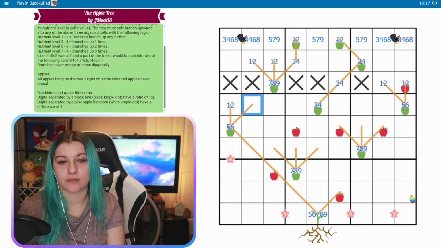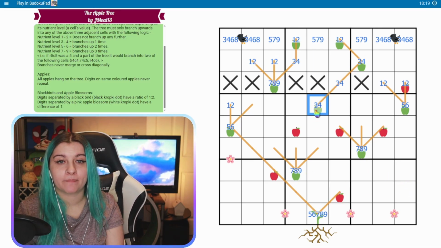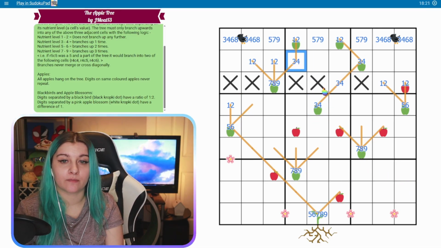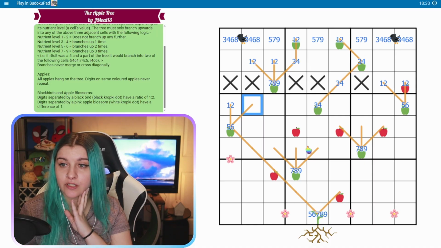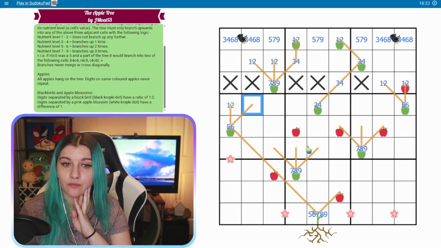I don't see any problem with it going here. This 3, 4 and this 3, 4 are the same. This digit will go here somewhere. I'm still not sure if it has to be this one or not. I think this could still be a 1, 2.